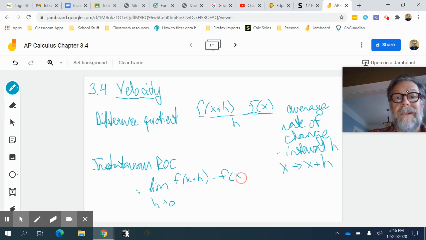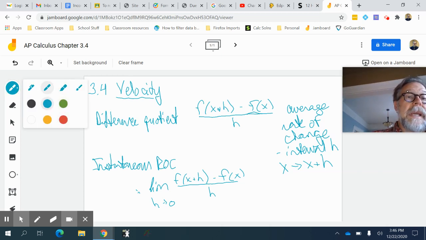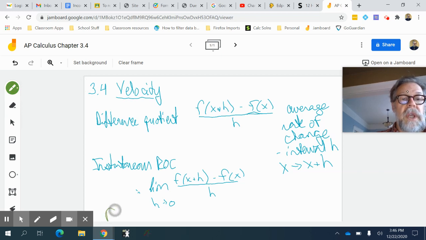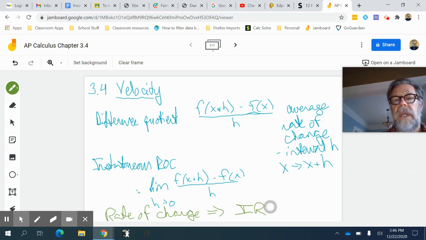So this is terminology that you really need to know. You need to know what the difference quotient is. You need to understand that it's an average rate of change. You need to understand the idea of an instantaneous rate of change. And just by the way, to make things a little bit more confusing, if you hear the words rate of change in calculus, the implication is automatically instantaneous rate of change. If an average rate of change is being asked for, it will say, find the average rate of change.